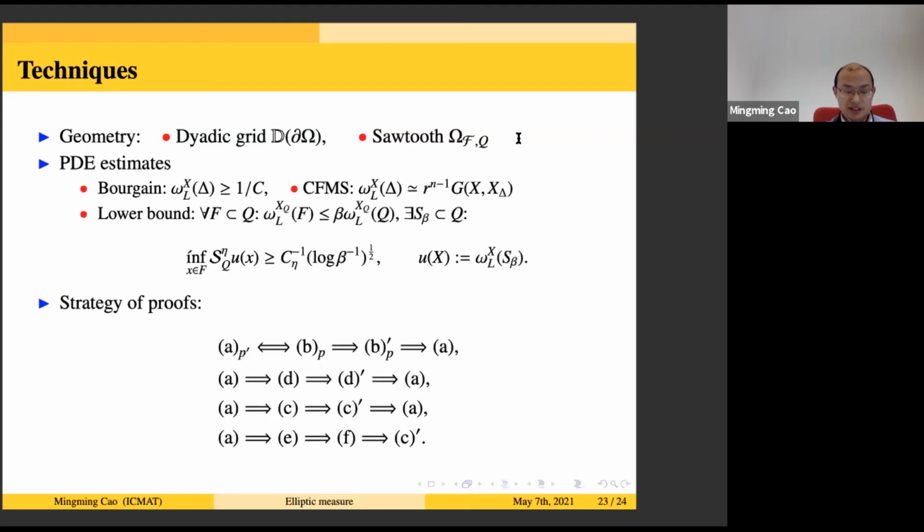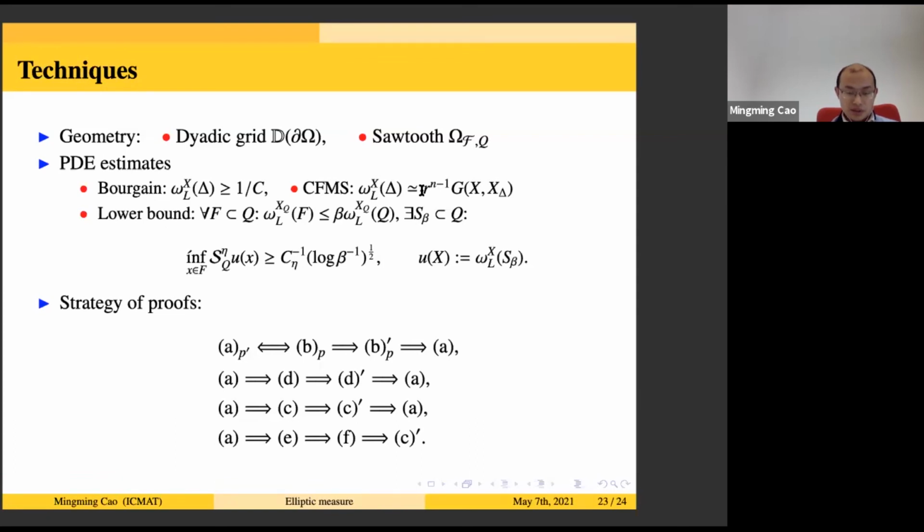On the other hand, many proofs are reduced to the dyadic scenario, so it needs some techniques of dyadic analysis. We also need some PDE estimates. Bourgain's estimate ensures that the elliptic measure is non-degenerate. The CFMS estimate establishes the relationship between the elliptic measure and the Green function. It connects the geometry and the PDE.